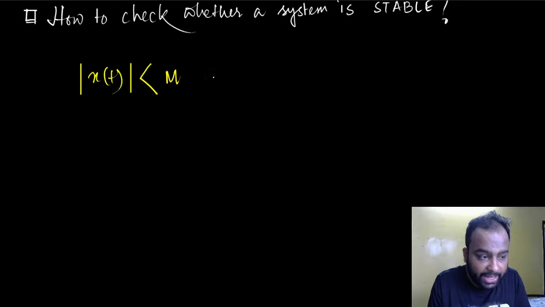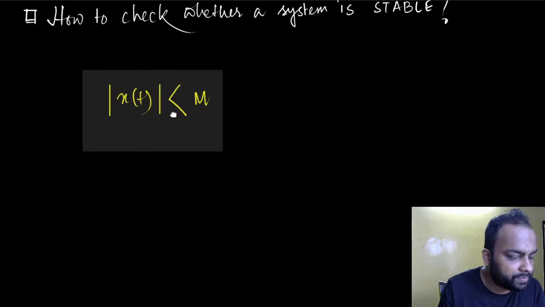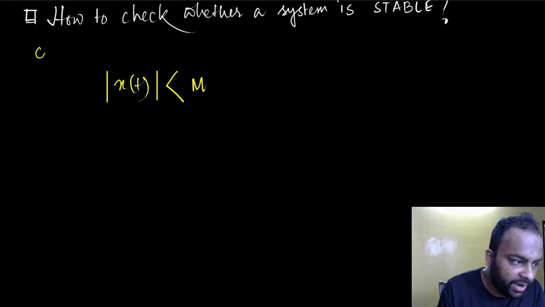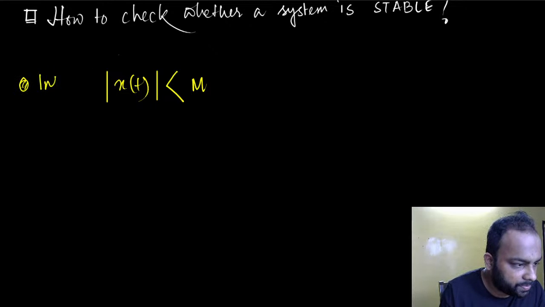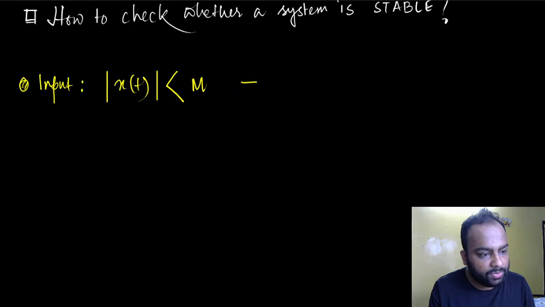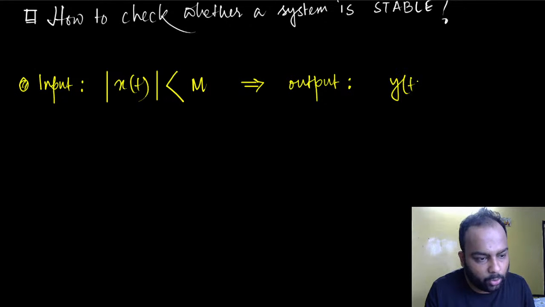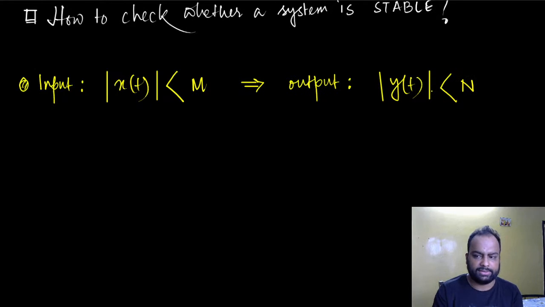Got it? And say the output is also bounded. So we are trying to figure this out. This is the input, right? If this is the input, this should imply that I would have an output. Say y(t) is the output. If the system is stable, then for this input, the output is also going to be bounded, and it will be bounded by some other value. But let me rephrase my statement here properly.